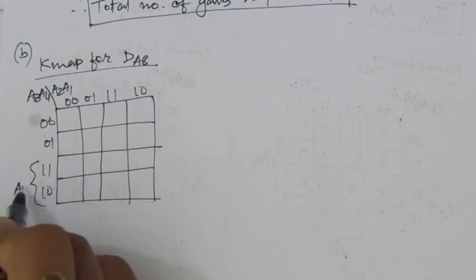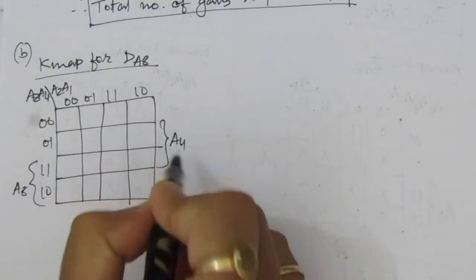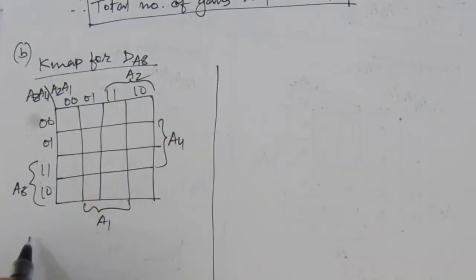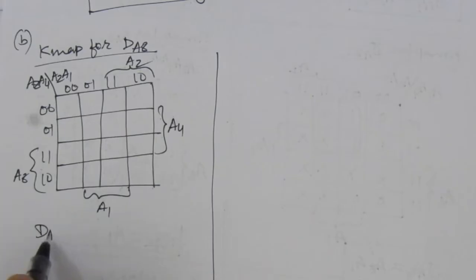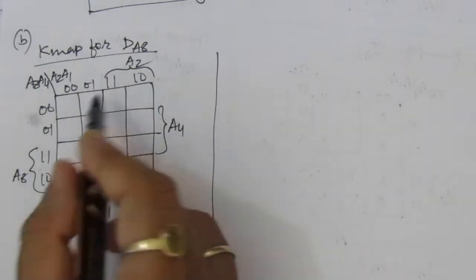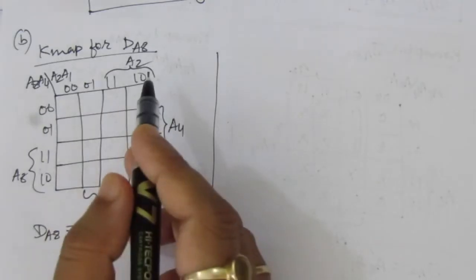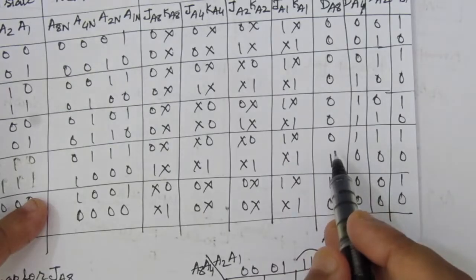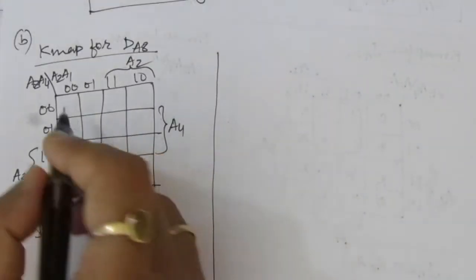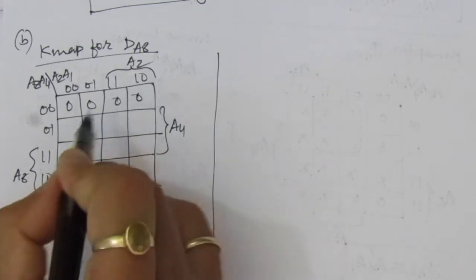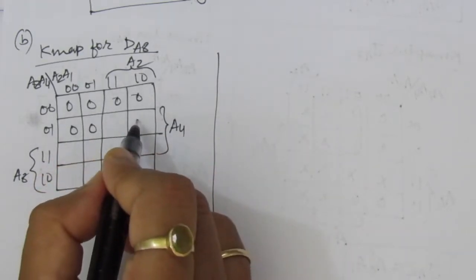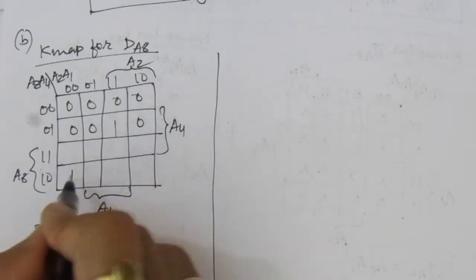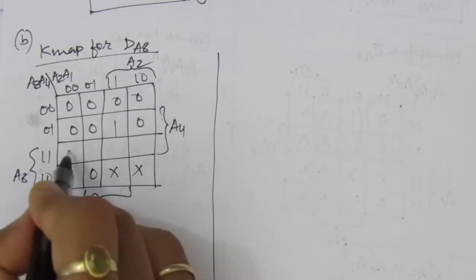These 2 rows are A8, A4, A2, A1. Therefore here we'll get the expression for DA8, so we have to put the DA8 values from the state table. So here we have DA8 values are 0 0 0 0 0 0 0, then 1 1 0, 0 0 0 0 0 0, 0, 1 1 0, 1 1 and 0, then all the remaining are don't care conditions.